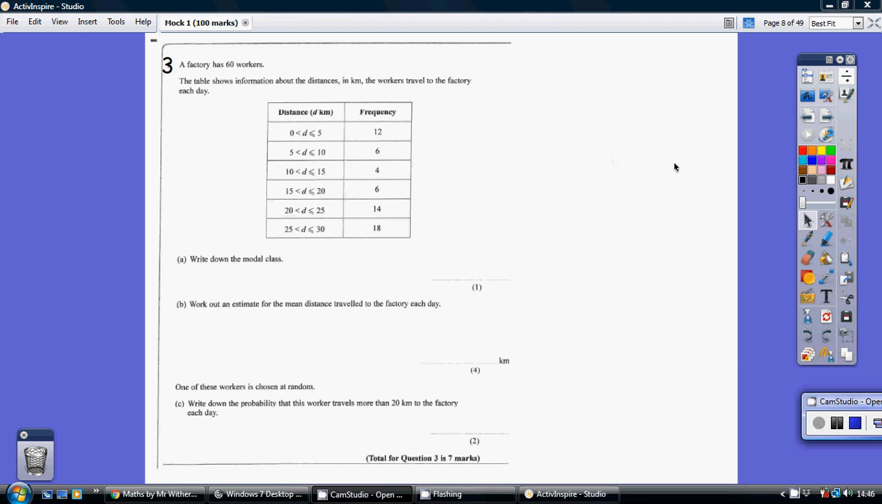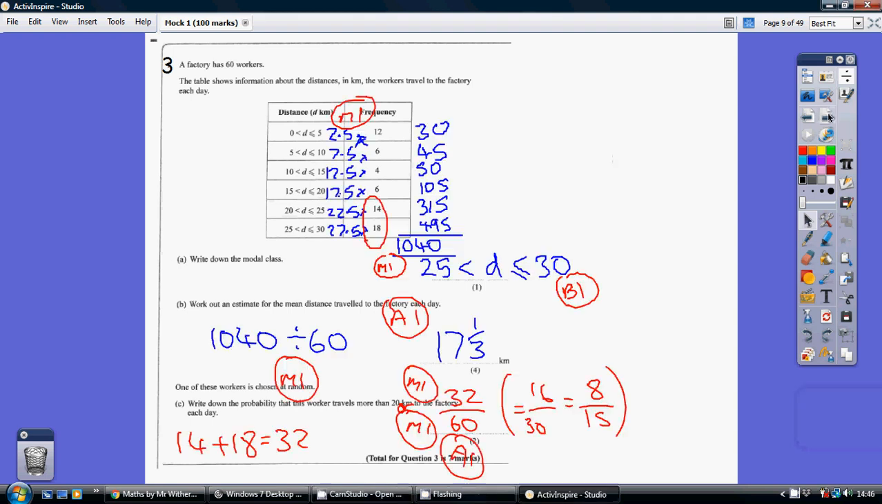Question 3. Now, modal means mode, so we need to find what happens most often. So we've got 60 factory workers, and this is the distance they travel into work each day. So these are the workers here. So where have we got the most workers? Well, here are the most workers. 18 workers did something, so that happened most often.